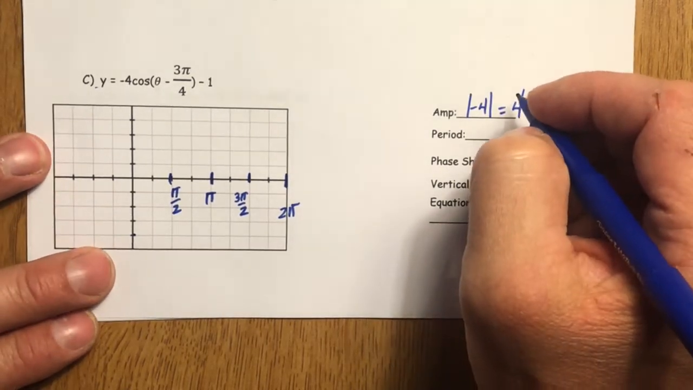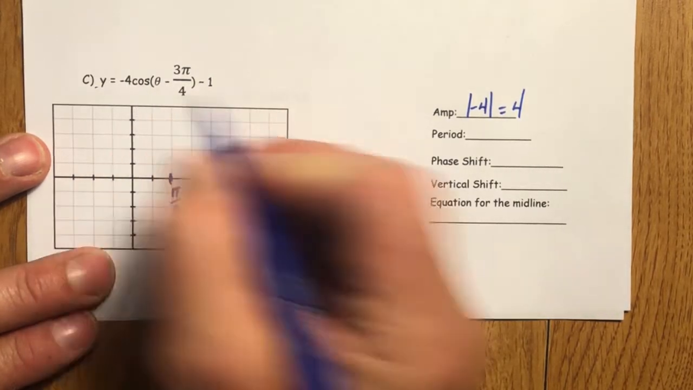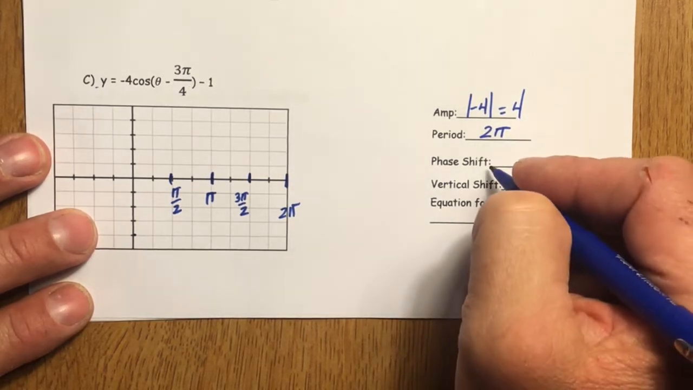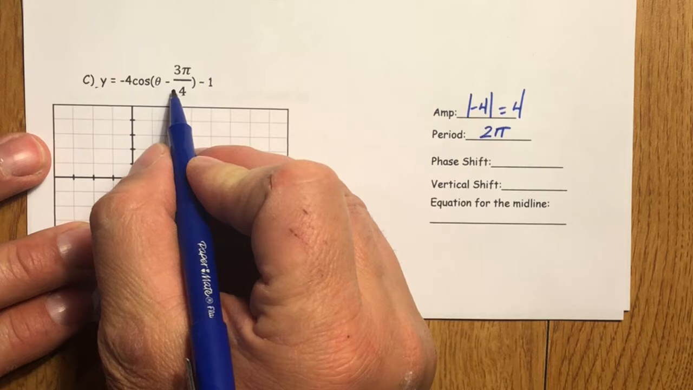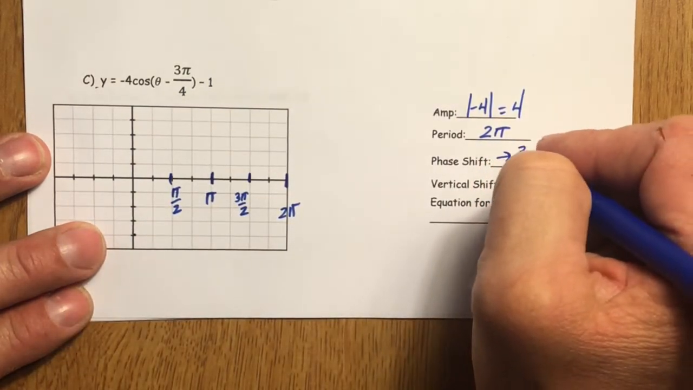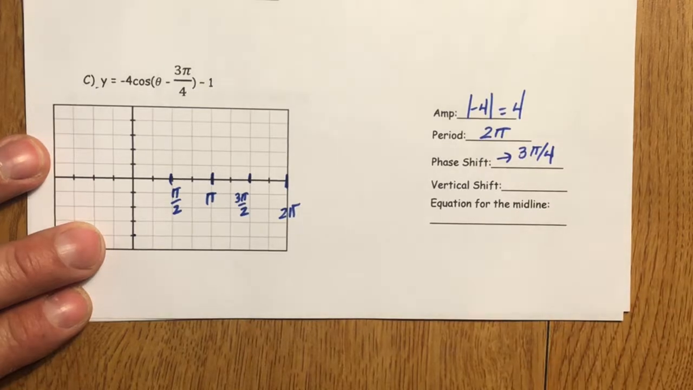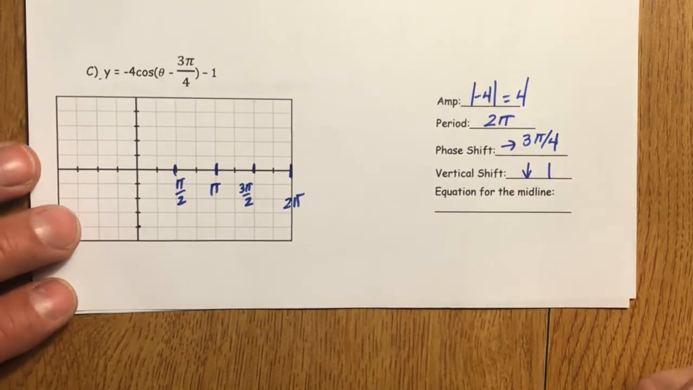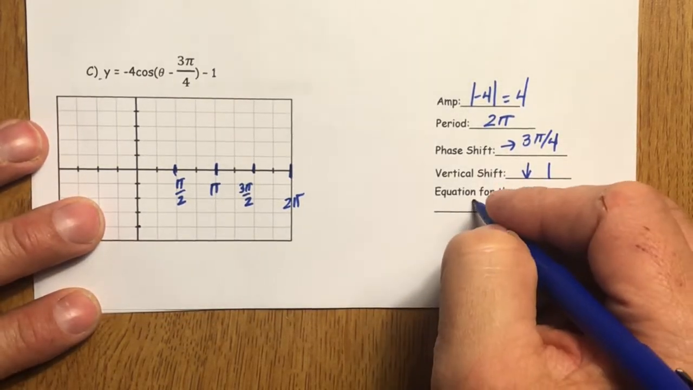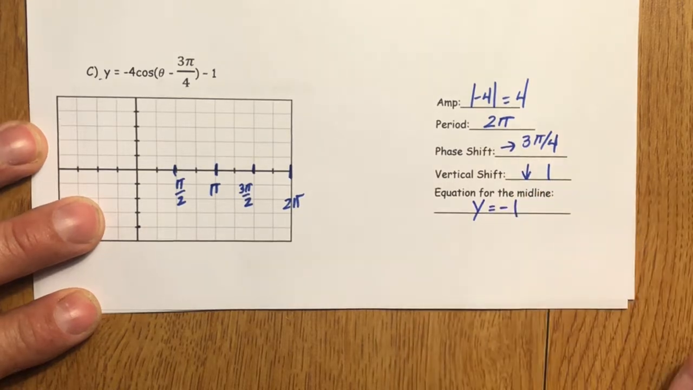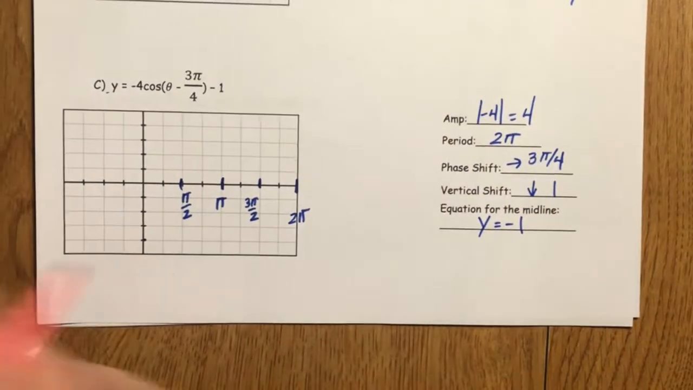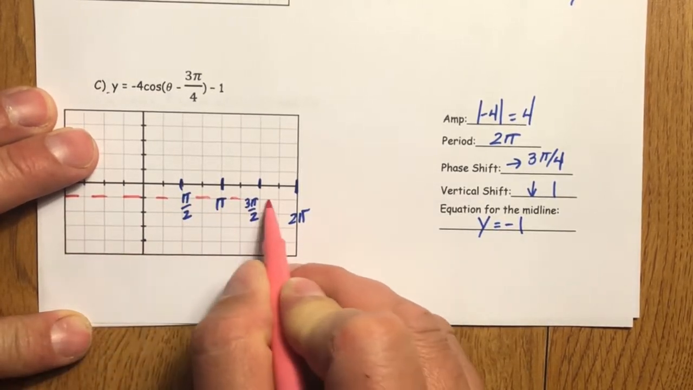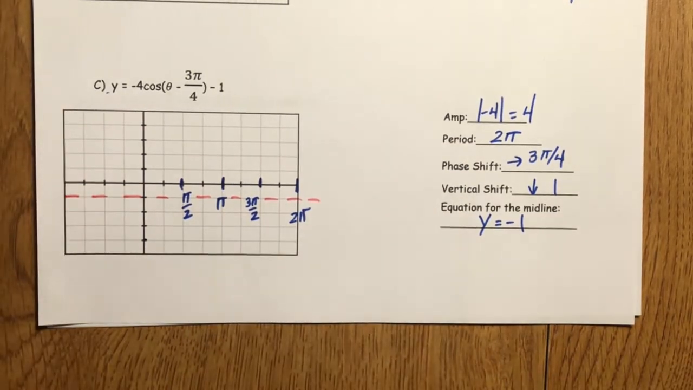The period, once again, b is 1, so my period is going to be 2 pi. The phase shift is inside here. I'm going to go right 3 pi over 4. My vertical shift looks like I'm going to go down 1 unit, so the equation for my midline is going to be y equals -1. Again, I could draw that in. There's my midline right there.